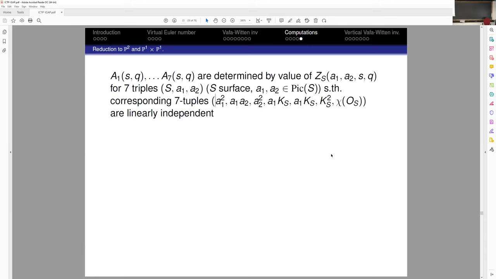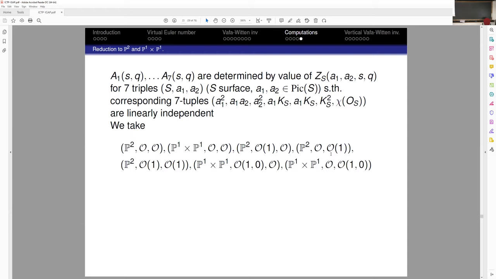How can we know them? In order to know them, we only need to look at 7 examples of a surface and line bundles on it. If I take 7 triples of a surface and line bundles such that the tuple of these numbers is linearly independent, and I know this result for them, I can invert and compute the universal series. So I only need to find those, and I can do this very simply. I can take for instance my surface to be P2 or P1 times P1, and take either O or O of 1 for the line bundle.